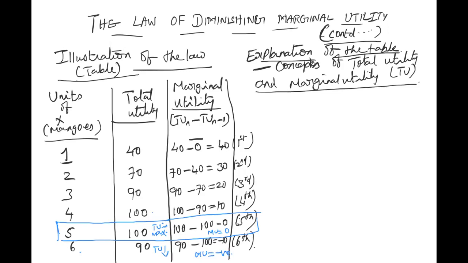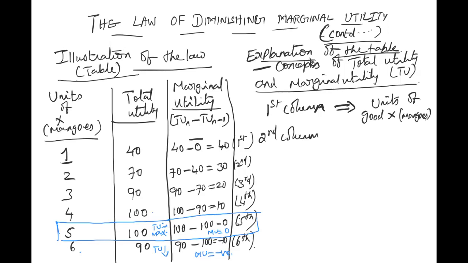So in this table, the first column, what is it representing? The first column represents units of good X. In our example, we have taken mangoes. Then the second column is representing total utility, that is TU. So the second column represents total utility.